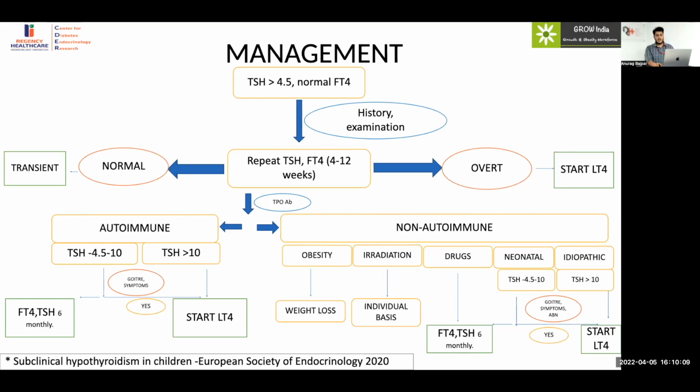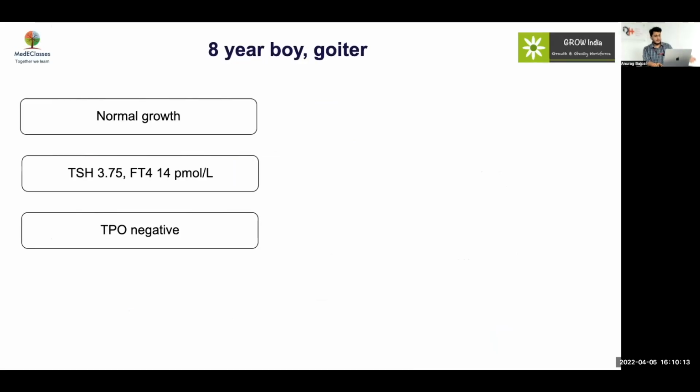So actually, with respect to today's class, we just had this patient who came just 2 hours before, an 8-year-old boy who presented 2 years before for the first time with swelling in the neck. When we got the investigations done, we found that the TSH was normal and FT4 was also normal. We also got TPO antibodies done, which were negative. So we had a patient with normal euthyroid function with goiter.